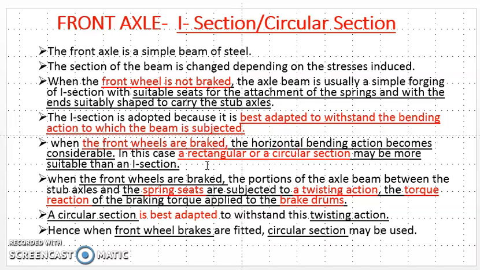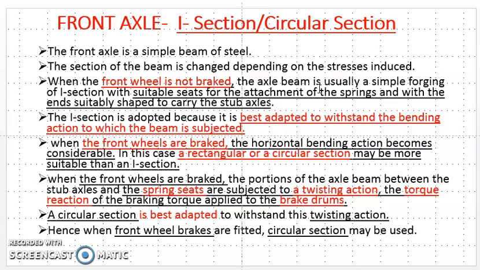Okay, now as I already told you, when the front wheel is not braked or the brake is not provided, the axle beam is usually a simple forging of I section. The axle is made from a forging operation and it has an I section, with suitable seats for the attachment of springs and with the ends suitably shaped to carry the stub axles.